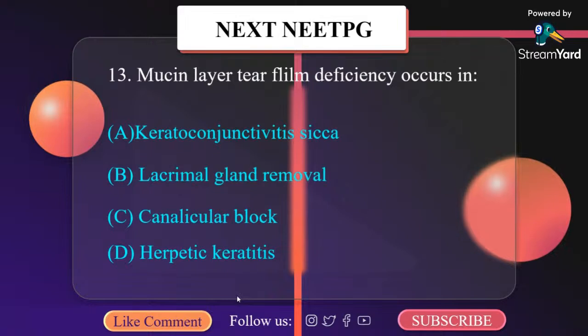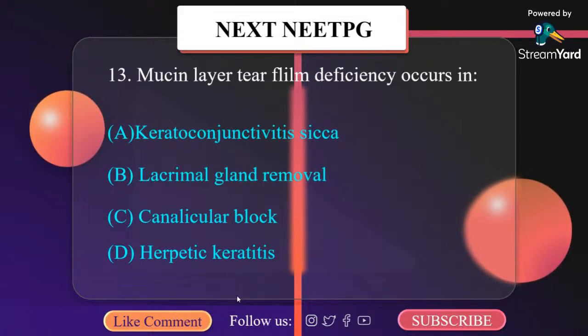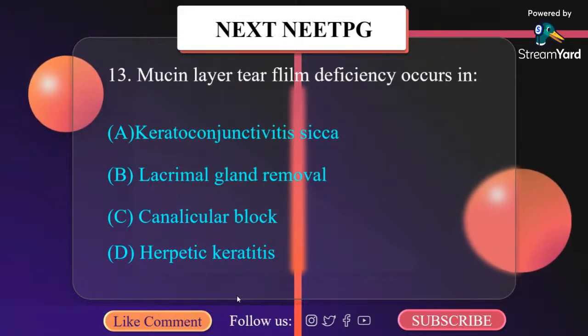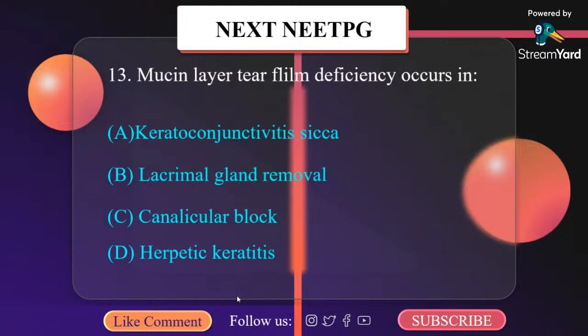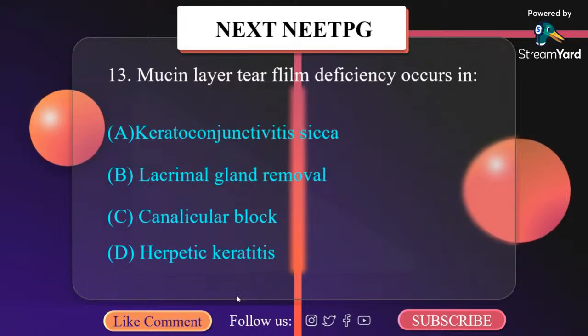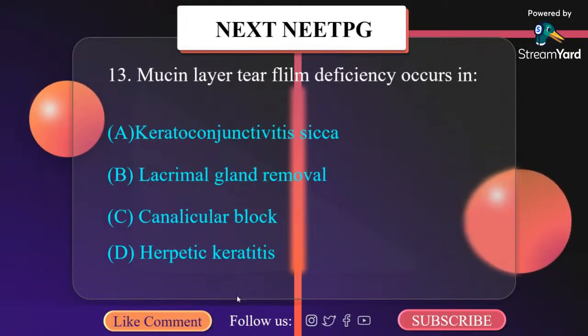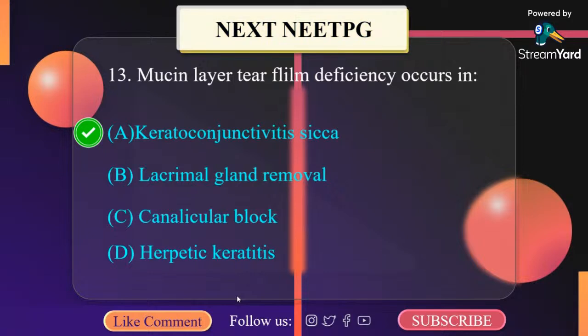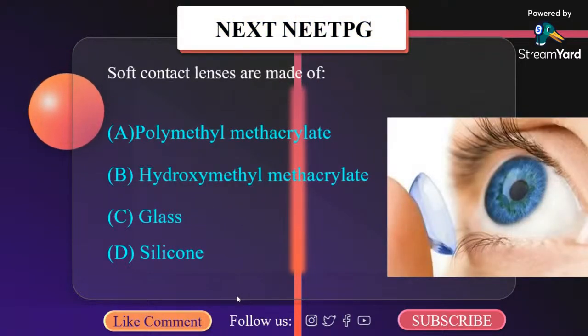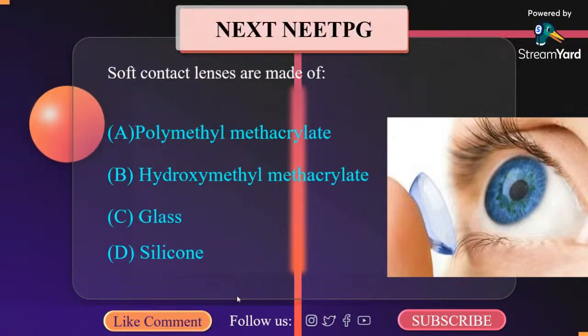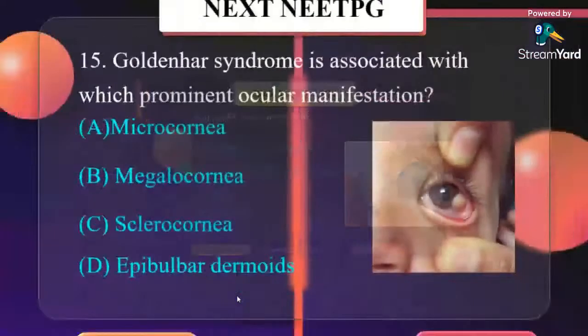Mucin layer tear film deficiency occurs in: A. Keratoconjunctivitis sicca, the dry eye, B. Lacrimal gland removal, C. Canalicular block, D. Herpetic keratitis. Well, it is keratoconjunctivitis sicca. Soft contact lenses are made of: A. Polymethyl methacrylate, B. Hydroxyethyl methacrylate, C. Glass, D. Silicone. It is hydroxyethyl methacrylate.